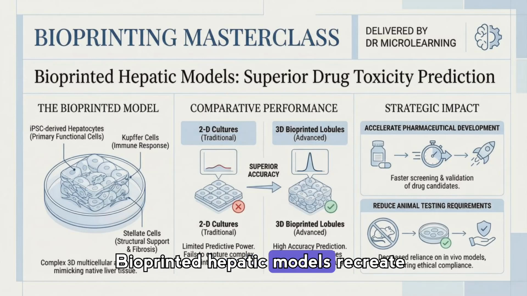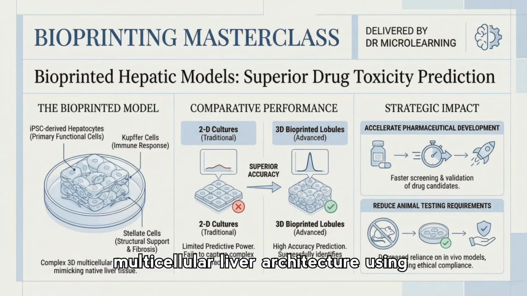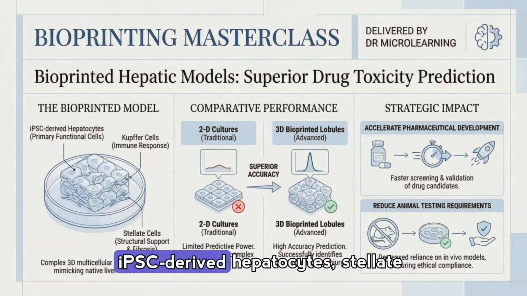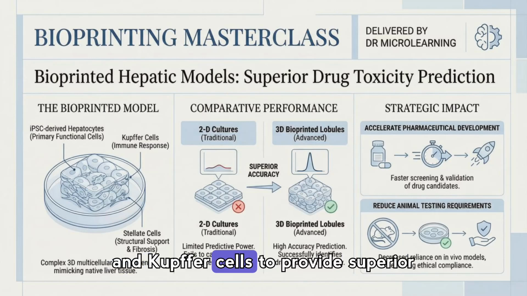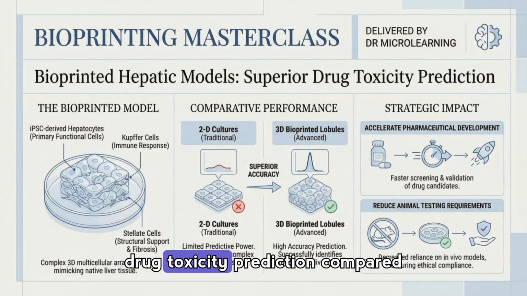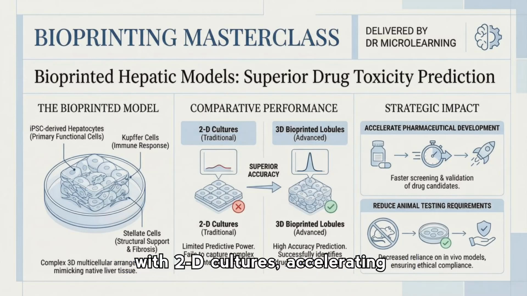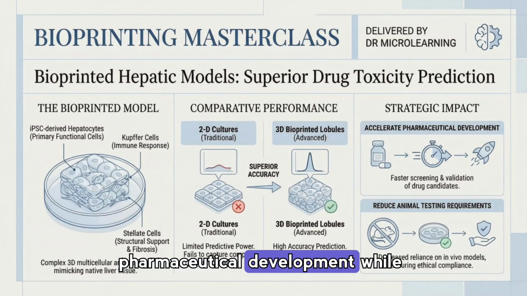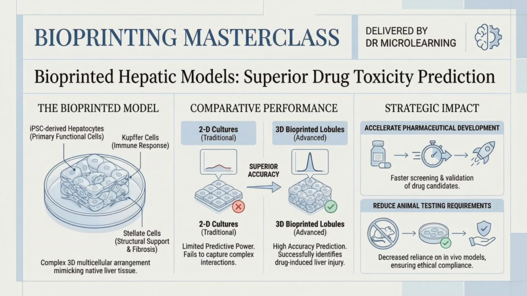Bioprinted hepatic models recreate multicellular liver architecture using iPSC-derived hepatocytes, stellate, and Kupffer cells to provide superior drug toxicity prediction compared with 2D cultures, accelerating pharmaceutical development while reducing animal testing through more accurate human-relevant assays.